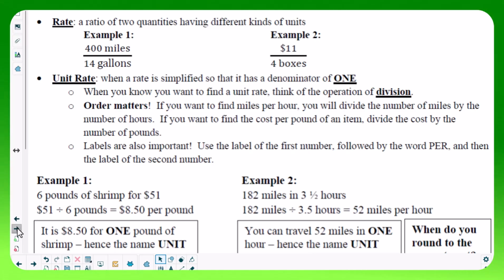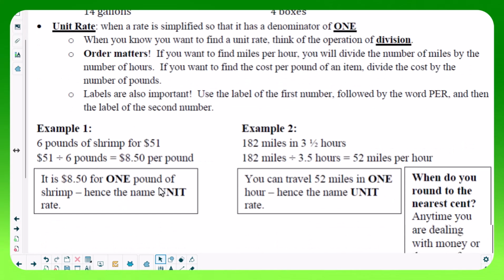If you want to find the cost per pound of an item, which is another unit rate we see quite often whenever you go to the grocery store, you'll take the cost and divide it by the number of pounds. That will get you the cost for 1 pound, or cost per pound. The labels are also really important. You want to use the label of the first number followed by the word per or a slash, and then the label of the second number. I'll actually represent unit rates in multiple different ways. So there are a couple of examples that are done for us.